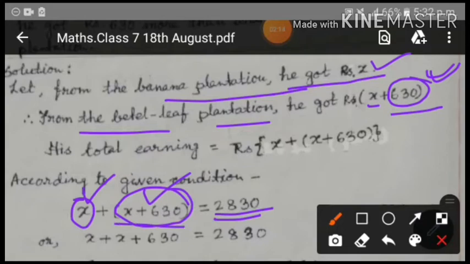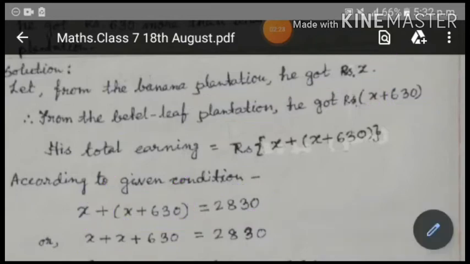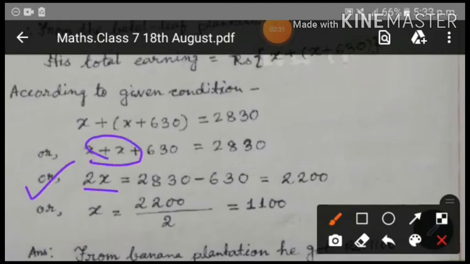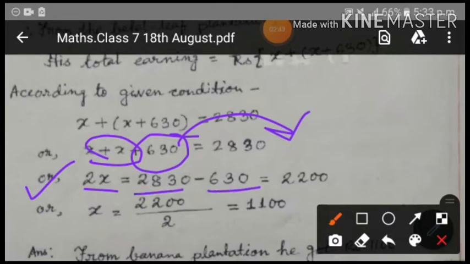So x plus x plus 630 is equal to 2830. Now adding the variables together, x plus x, that means 2x. Now taking this plus 630 to the other side, separately writing the constants, 2830 minus 630 we will get 2200. So 2x equals 2200, and x will be equal to 2200 by 2.